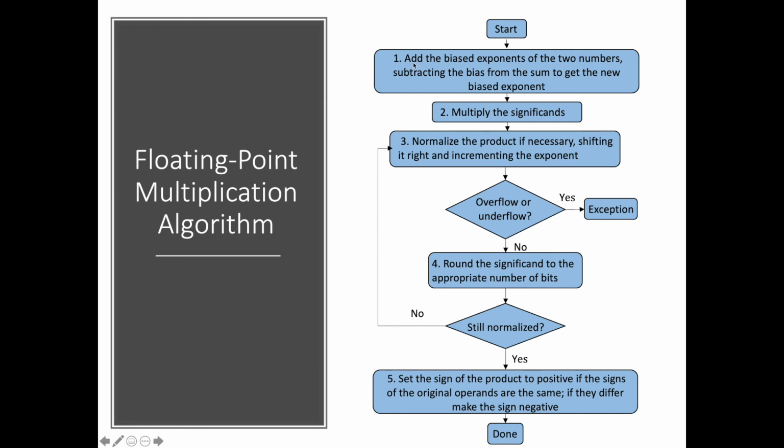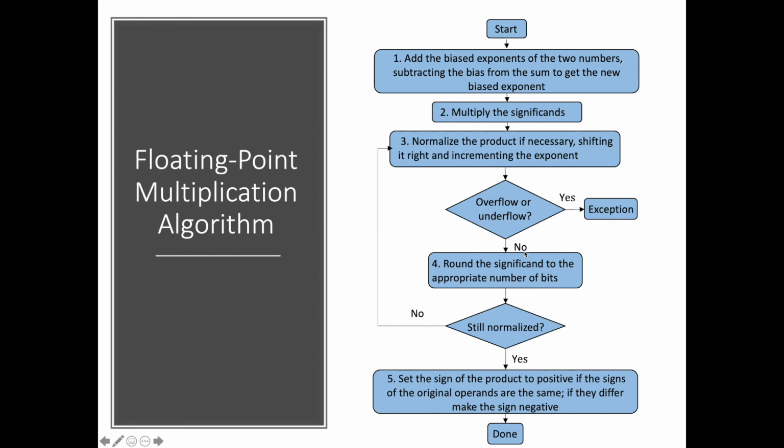So similarly, the first step is to add the biased exponents of the two numbers and subtract the bias from the sum to get the new biased exponent. Next, we can multiply the significands, and then we can normalize the product if necessary by shifting it right and incrementing the exponent. Then we should check whether there's overflow or underflow.